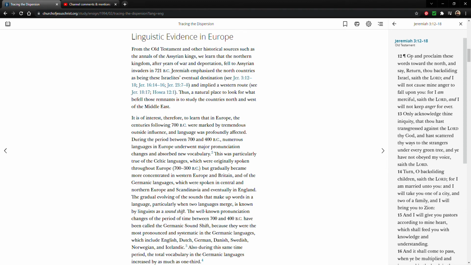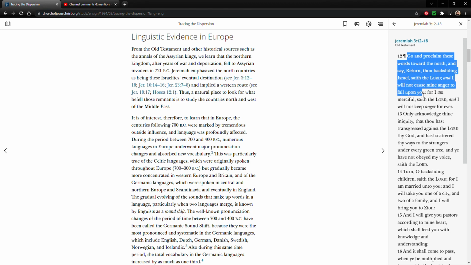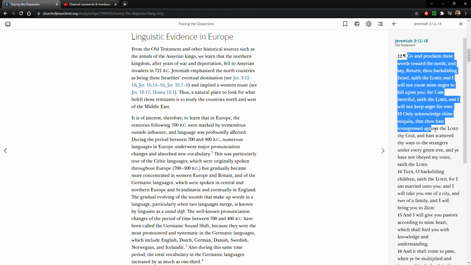Let me know. Go and proclaim these words toward the north, and say, "Return, thou backsliding Israel, saith the Lord. And I will not cause mine anger to fall upon you, for I am merciful, saith the Lord, and I will not keep anger forever. Only acknowledge thine iniquity, that thou hast transgressed against the Lord thy God, and hast scattered thy ways to the strangers under every green tree, and ye have not obeyed my voice, saith the Lord."